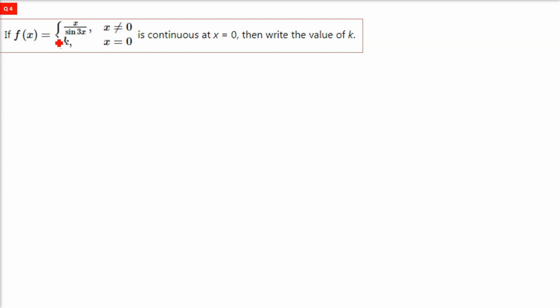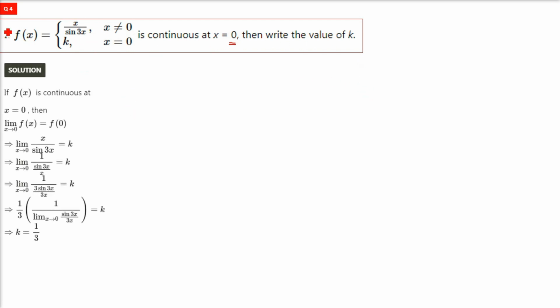If f(x) equals x by sine 3x is continuous at x equal to 0, then write the value of k. So f(x) is x by sine 3x when x is not equal to 0, and it is k when x is equal to 0. If the function is continuous, we know, because we are checking it at 0 in this case, that limit x tends to a, which is 0, of f(x) should be equal to f(a). a in both cases is 0.